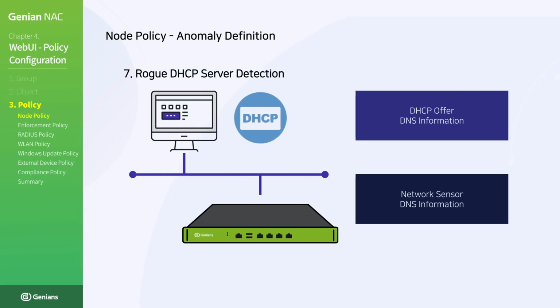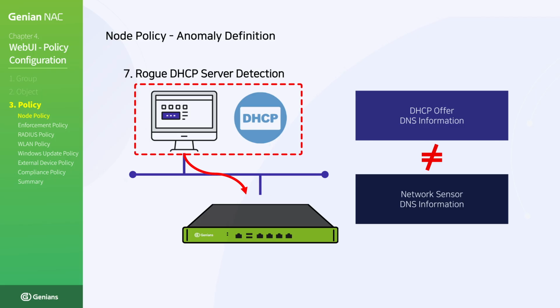The seventh event in Anomaly definition is rogue DHCP server detection. This detection event monitors DHCP offer packets. If the DNS information in the DHCP offer differs from the DNS configured on the network sensor, the system identifies the DHCP server as unauthorized and flags it as a potential threat.